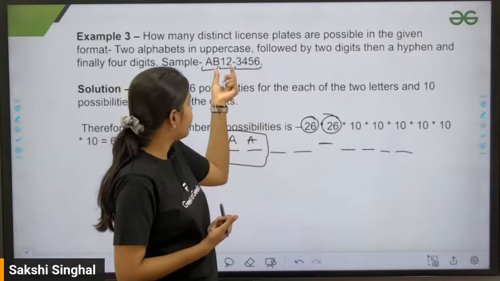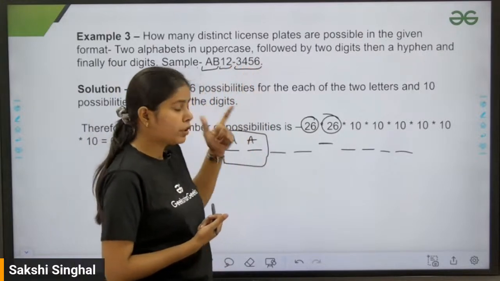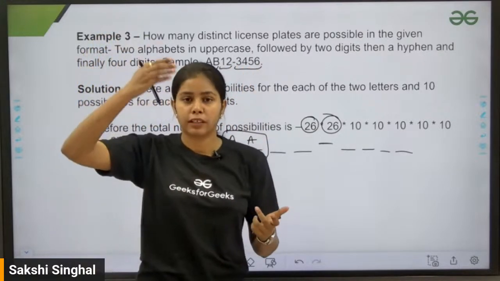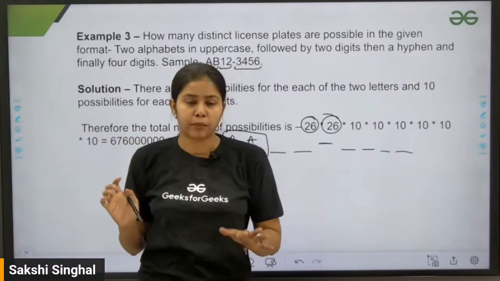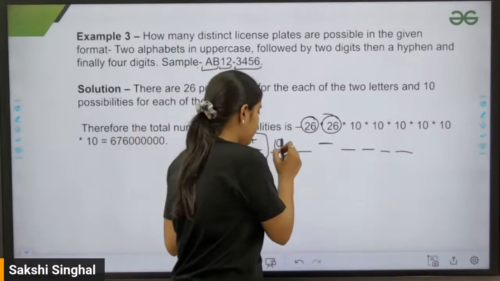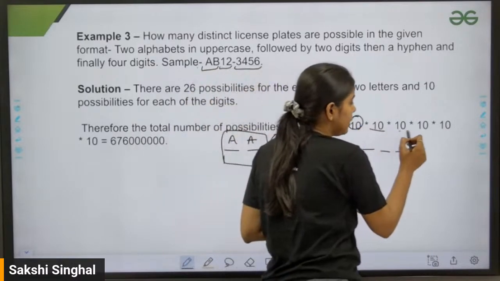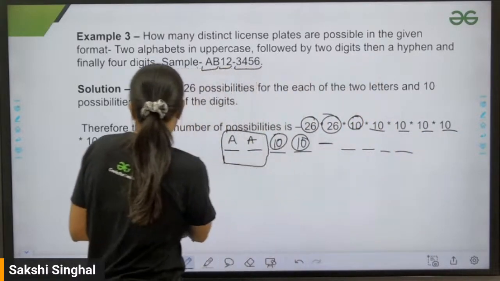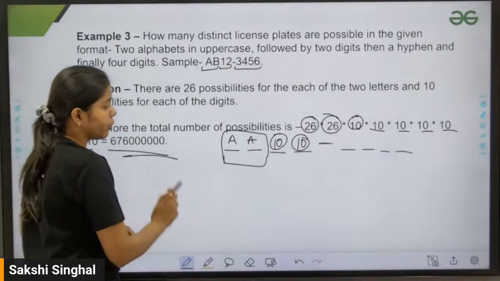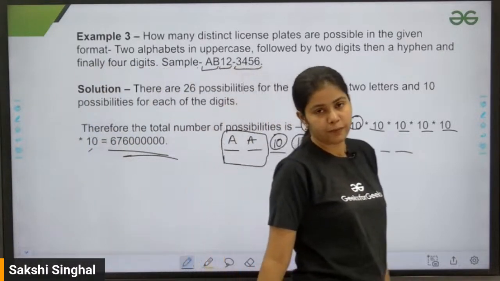Next we have to give numbers. Again, for the numbers, if I count all the numbers 0 to 9, we have 10 numbers. So for each position we have 10 possibilities, 10, 10, 10, 10, and one more 10 here. So we'll get the total number of possibilities, this.